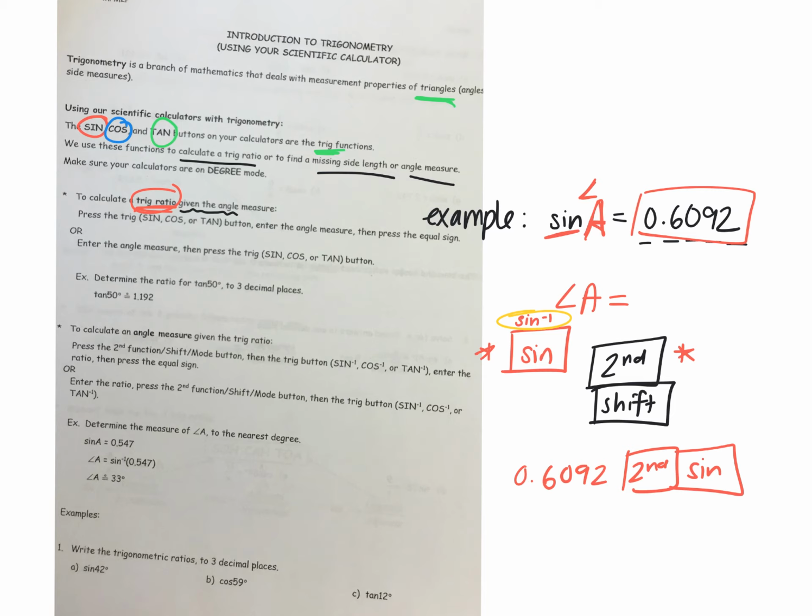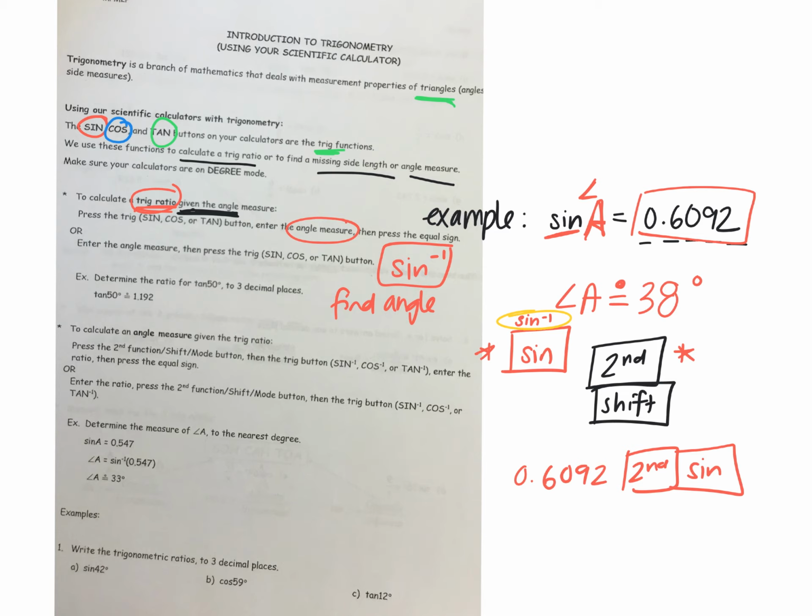So you should have gotten 37.5 something. We're going to round it to the nearest angle. So it's approximately equal to 38 degrees. That's the answer. So if you're trying to find the angle, you might want to make a note here: you're always using this button to find the angle, okay? You might want to take notes here. That's if you're given the ratio and you're finding the angle.